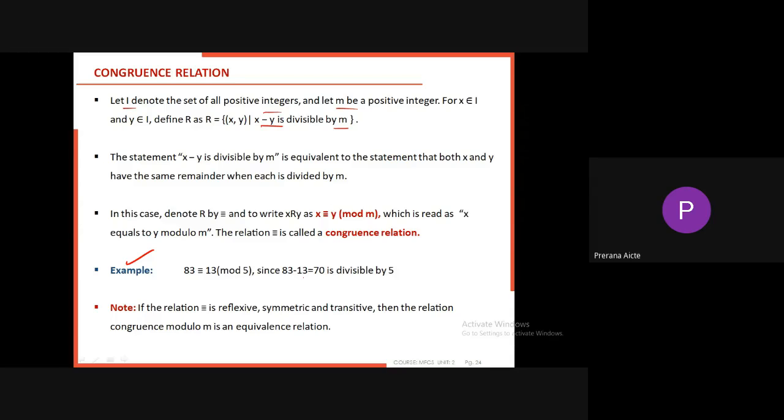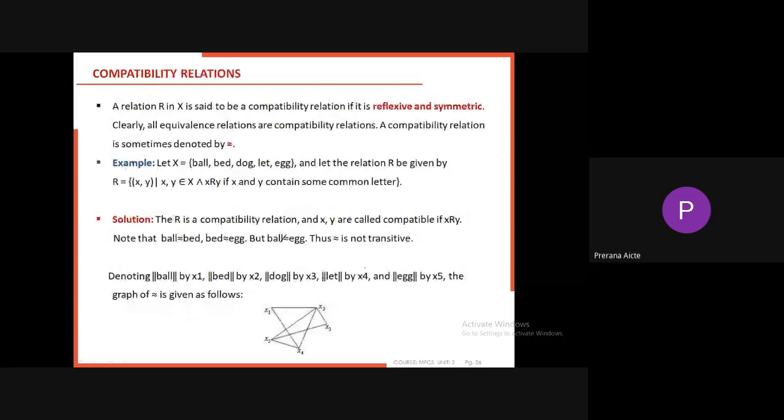83 minus 13 is 70, which is divisible by 5. So now we can say that 83 and 33 are congruent, so they follow the congruence modulo relation, and this congruence modulo relation also follows the reflexive, symmetric and transitive properties, like your equivalence relation.